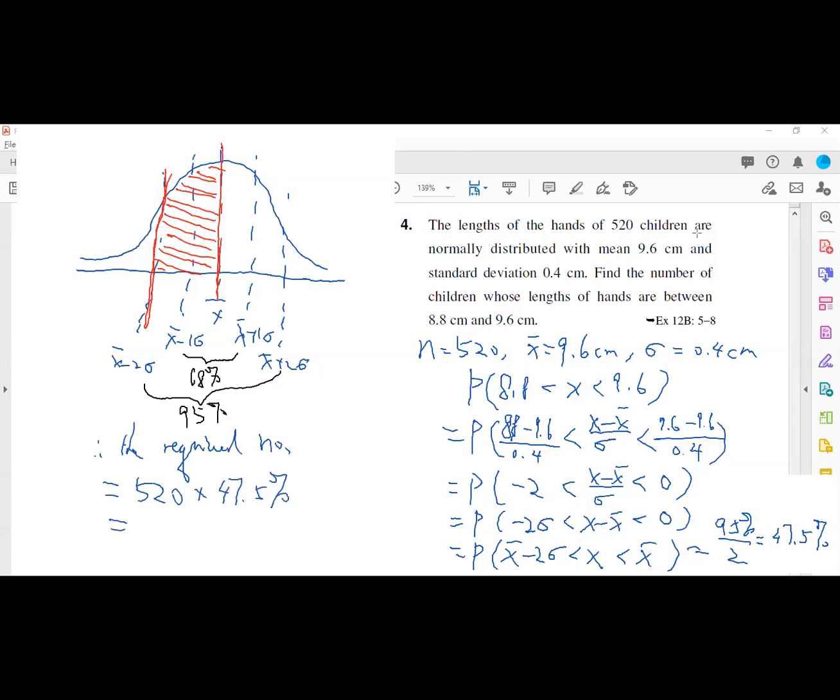Okay. So you will use the calculator here. So it should be equal to 247. That is the final answer.